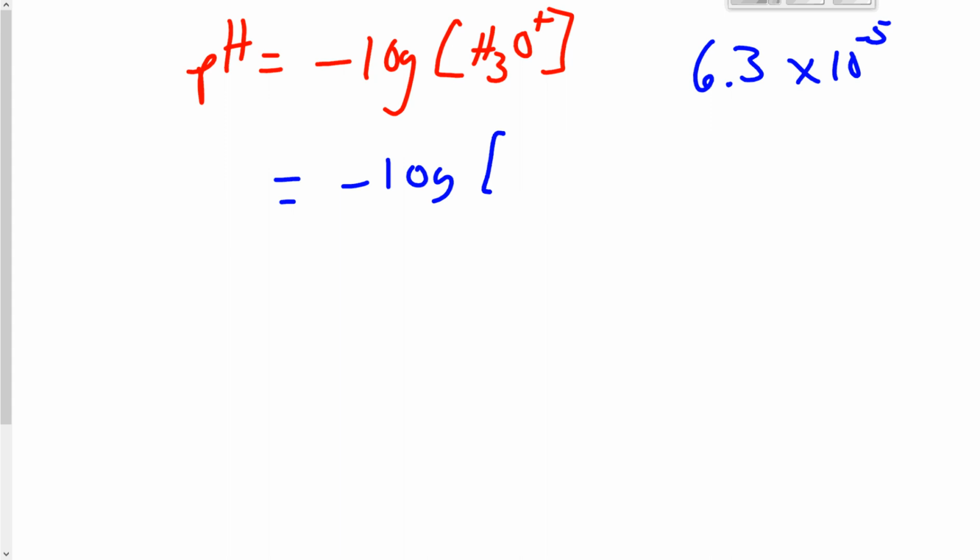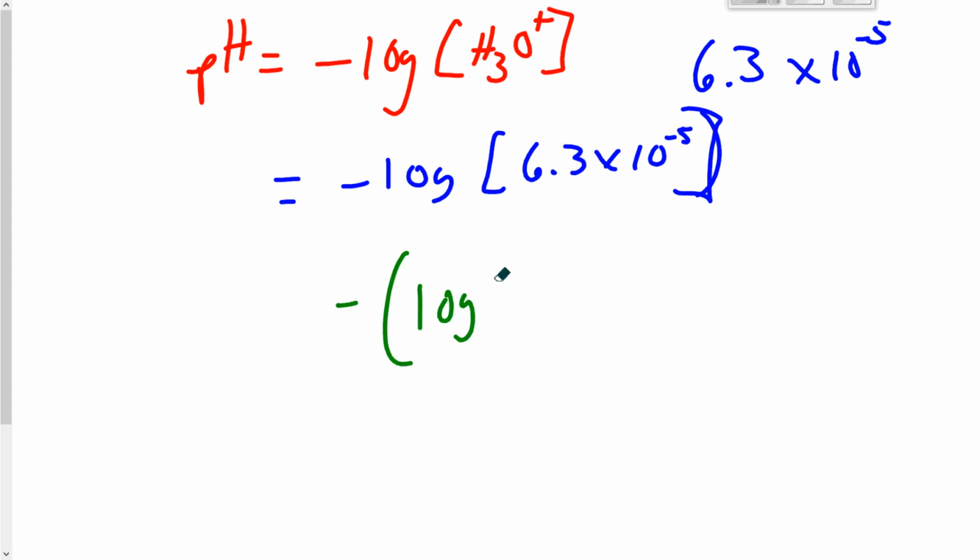So I can plug this in, 6.3 times 10 to the negative 5th. I can use my properties of logarithms to separate it: the log of the first term plus the log of the second term. Now I can move that exponent out front.